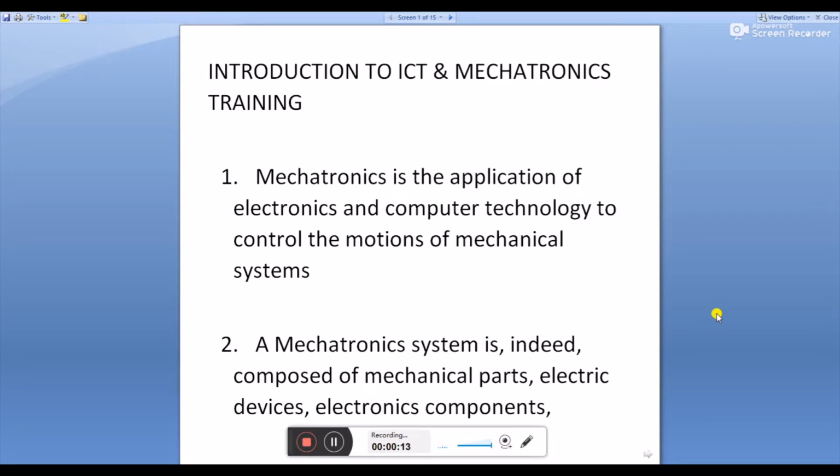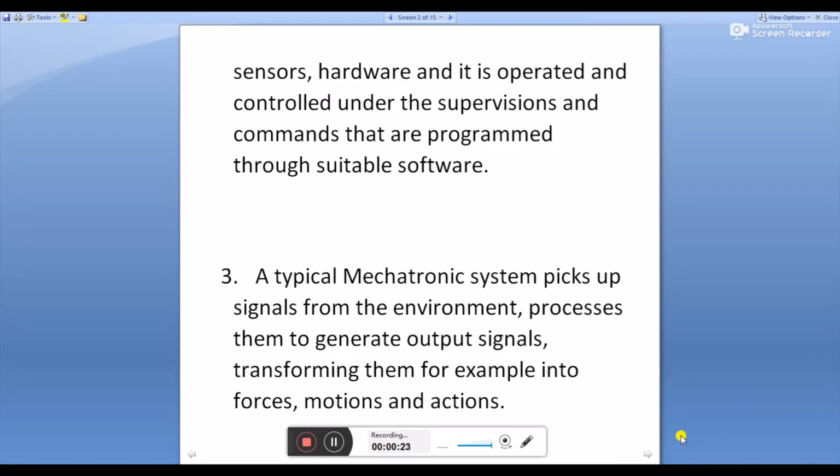A mechatronics device is composed of mechanical parts, electrical devices, electronic components, sensors, and hardware, and it is operated and controlled under the supervision and commands that are programmed through switchable software. A typical mechatronic system picks up signals from the environment and processes them to generate output signals, transforming them, for example, into forces, motions, and actions.